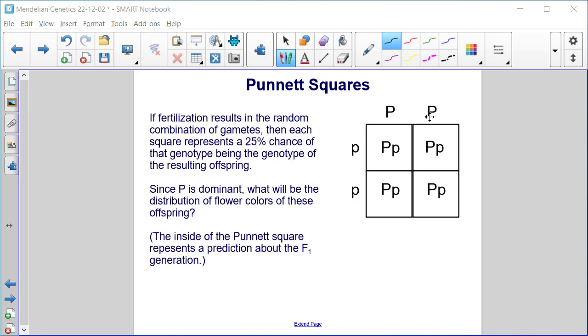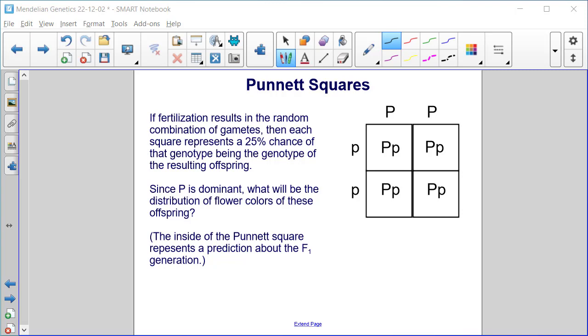So we can see every box has a capital P from this parent, and a lowercase p from the second parent. If fertilization results in the random combination of gametes, then each square represents a 25% chance of that genotype being the genotype of the resulting offspring. Since capital P is dominant, what will be the distribution of flower colors of these offspring?